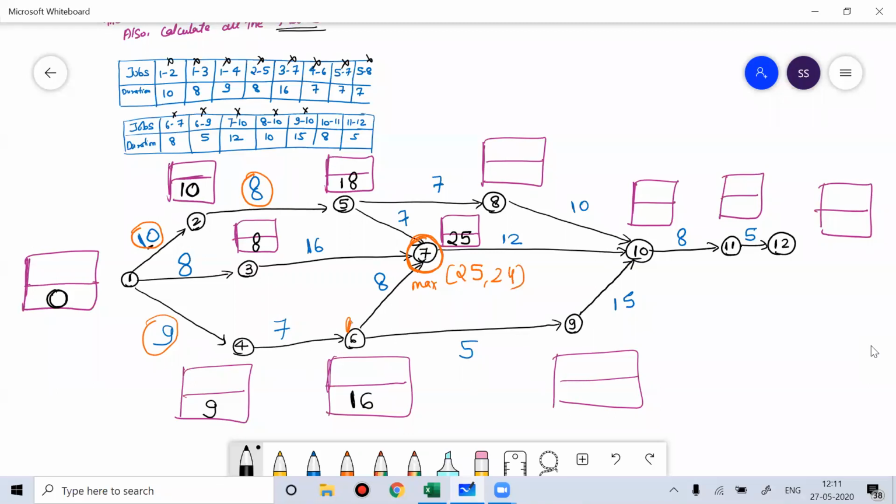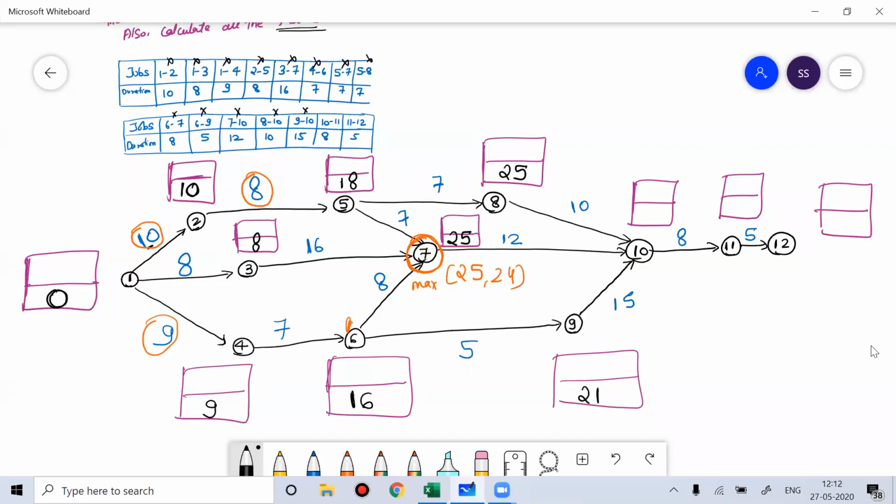Okay. Similarly, you can reach. You just need to be careful when two things are intersecting. At that point, you have to take the greatest value. Now, if you see 5 to 8, that is 18 plus 7, that is 25. It is here. This is 25. Now, if you see this node 9, 16 plus 5 is 21.